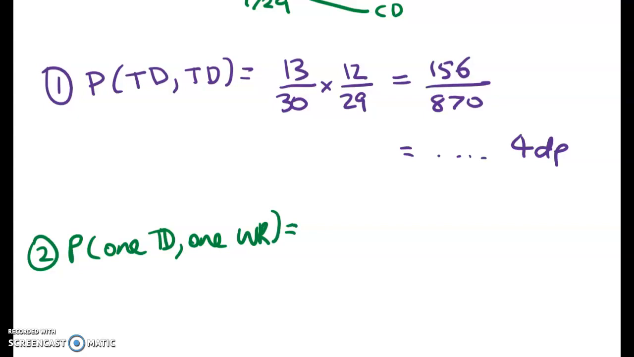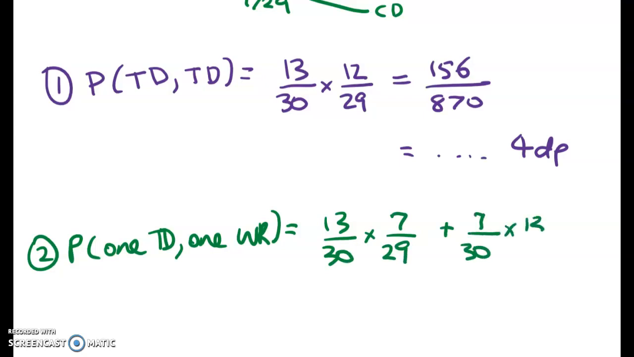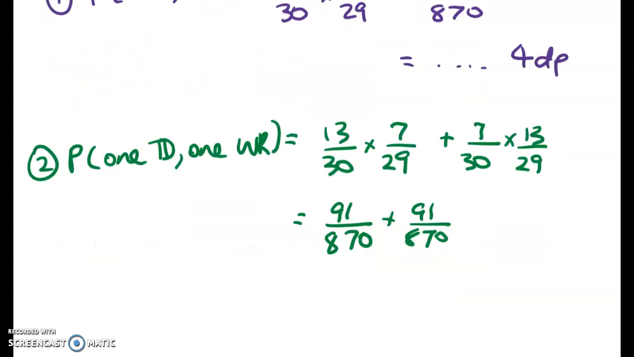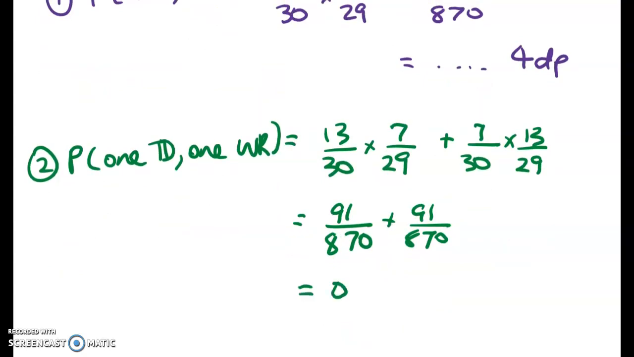So for this one, we're going to have 13 over 30 times 7 over 29 plus 7 over 30 times 13 over 29. That gives us, multiplying that all together, I know most of you hate fractions, but they really do come in handy here. So we've got 91 over 870 plus 91 over 870. And that gives me 0.2092, to 4 decimal places.